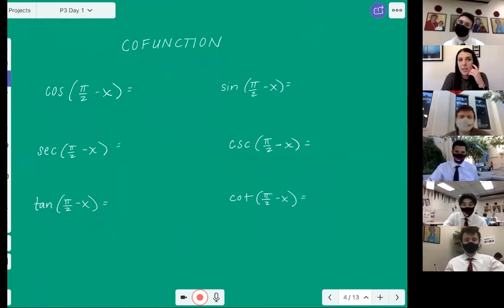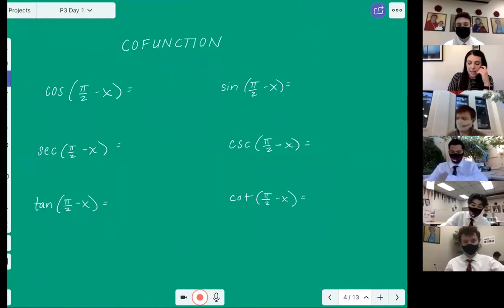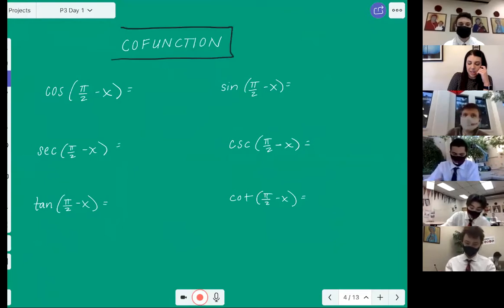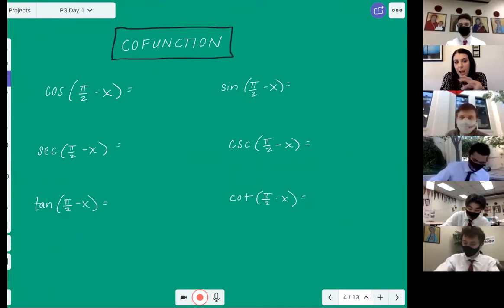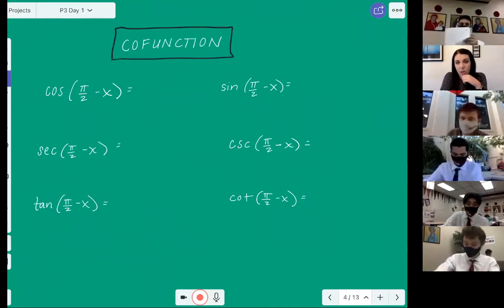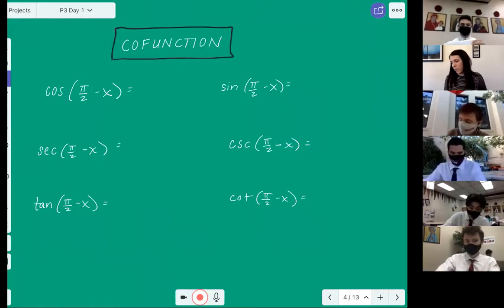Okay. The next thing we're going to talk about is an identity called the cofunction identity. This one is really strange. If you want to just take a second and copy down what I have on the screen right now, that'll make it a little easier to talk about. So I'm going to give you about a minute. You can go ahead and copy all that down.